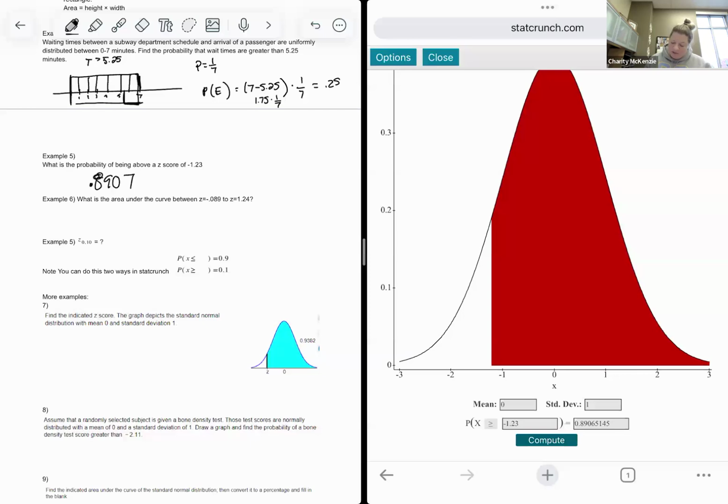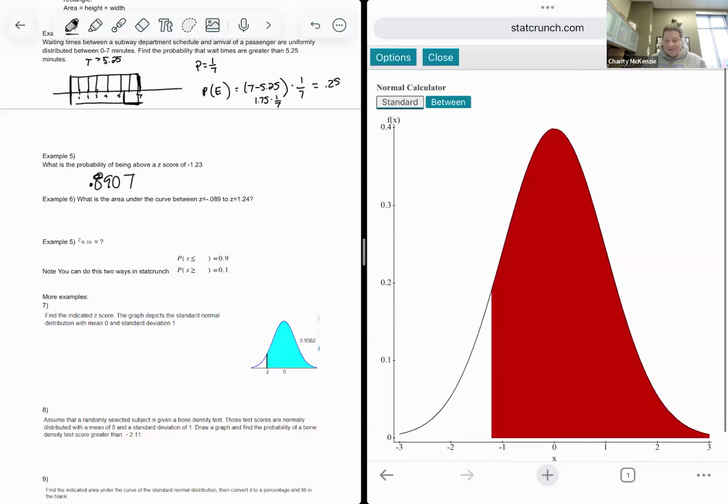Number 6, what's the area between these two? So take a second, and I would pause the video and make sure you can open StatCrunch and do this right. I probably should have said that before number 5, just to make sure you can do it on your own.